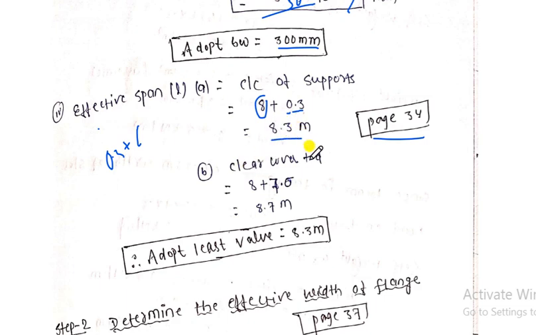Similarly, clear cover plus depth. Clear cover is 8 and depth is 700, right? So that will be 0.7. So ultimately it will give you 8.7. From these two we have to take the least value for the effective span. So the least value is 8.3. So hope you understand step 1.